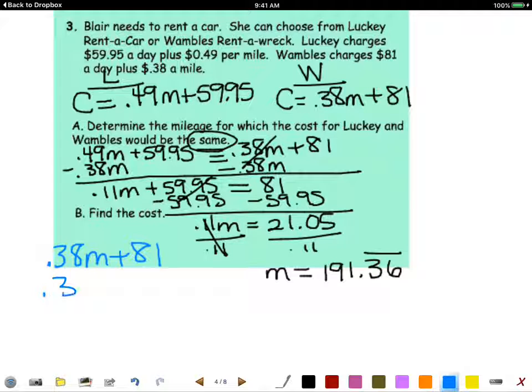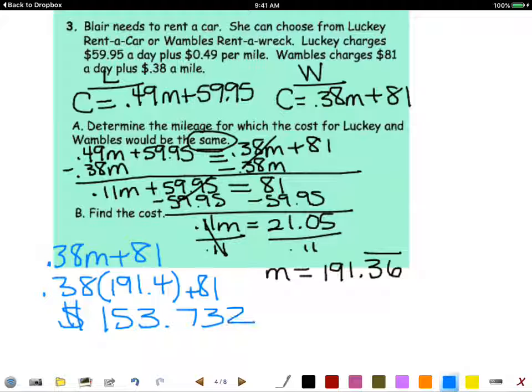So I'm going to take the 0.38, I'm going to multiply it by 191.4. I'm going to hit enter, and then I'm going to add 81. And how much does it cost? 153.732. Okay, money though, money should be $153.73 because the 2 isn't going to round the 3 up, correct? Do you see how to work that?